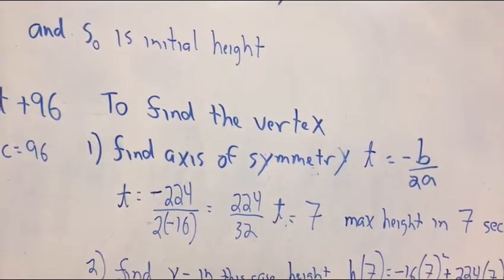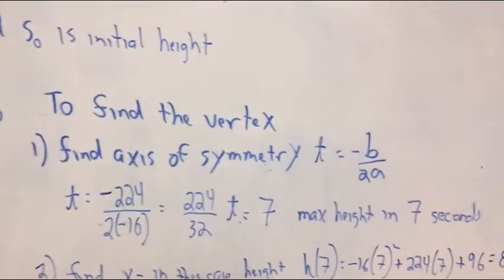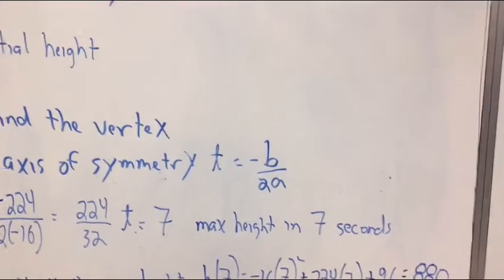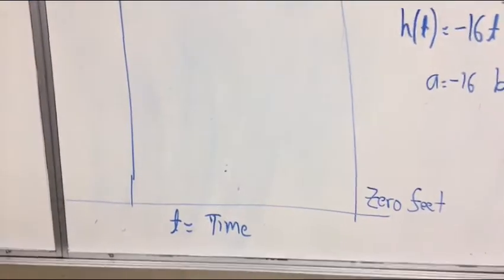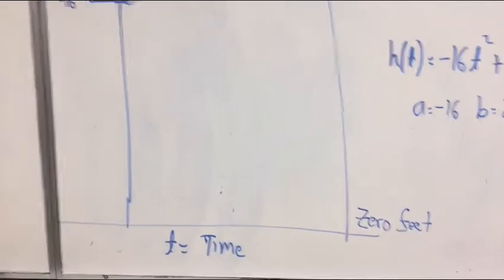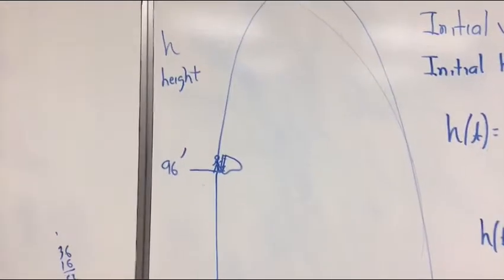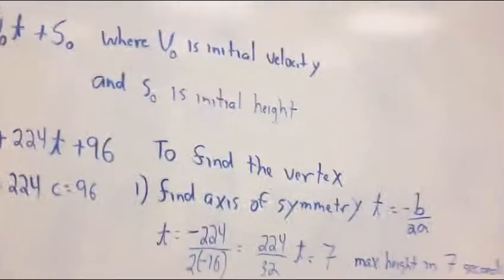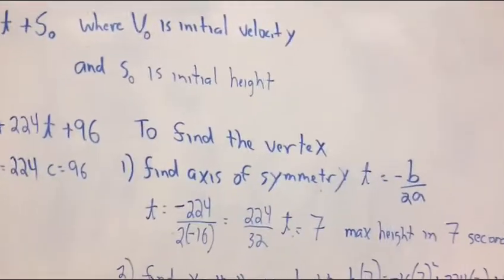T is equal to 224 over 32. T is equal to 7. The max height occurs in 7 seconds, okay? Because on our little grid over here, time represents the horizontal or the x-axis, and height represents the vertical or the y-axis, okay? All right, so now we know that the time is going to be 7 seconds.